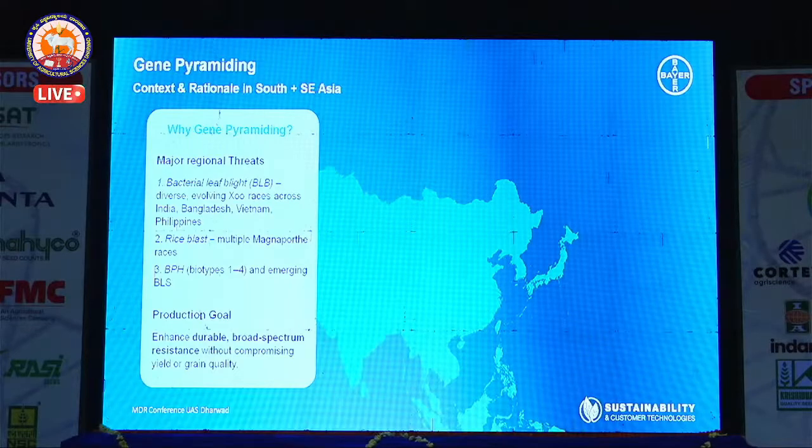Our production goal is to enhance durable broad-spectrum resistance without compromising yield or grain quality. BLS, bacterial leaf streak, is becoming very important, especially in Southeast Asia.